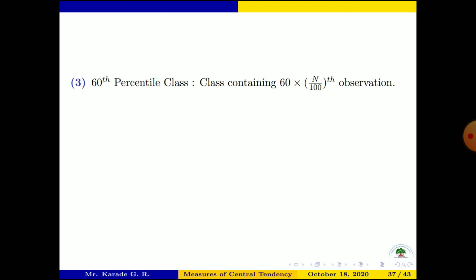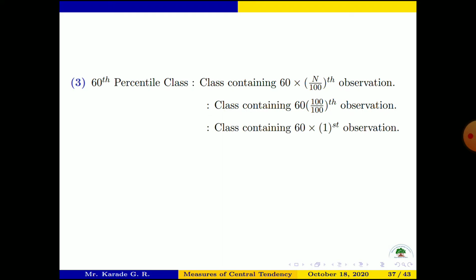Now we will find the class of the 60th percentile. So the class containing 60 into n upon 100th observation, the class containing 60 into 100 upon 100th observation.